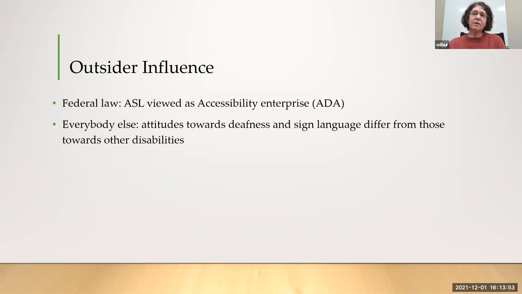Now, how does this outsider influence work? Well, for one thing, and this is true for pretty much all disabilities, there's the federal law where ASL is viewed as an accessibility enterprise by the ADA, the Americans with Disabilities Act. But everybody else also has attitudes towards deafness and sign language that differ from those towards other disabilities. And let me give a couple of examples of this.